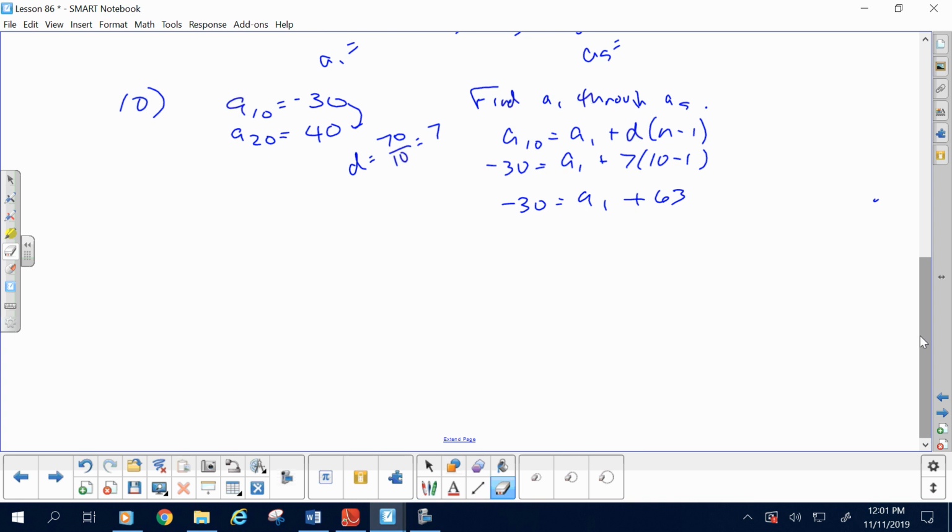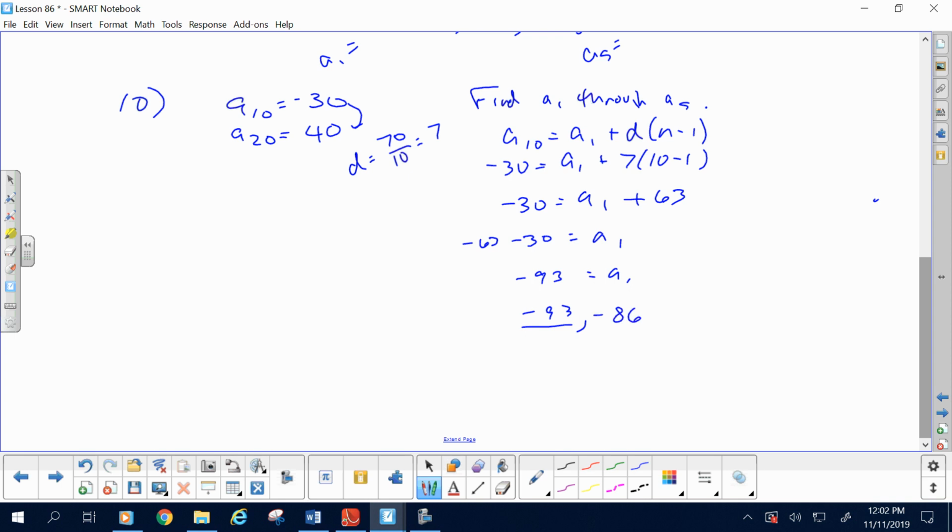I must have got the 10th term by starting on the first term and adding 63. Well, that means the first term would have to be negative 30, take away those 63 jumps. So the first term must have been negative 93. You down? Now that we know the first term is negative 93, we can just add 7 to get all the other terms. What's the next term? Add 7. Negative 86. Add 7. Negative 79. Add 7. Negative 72. Add 7.